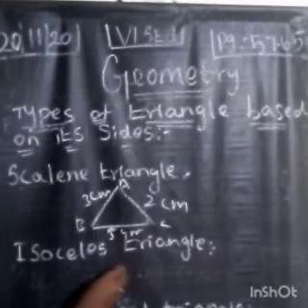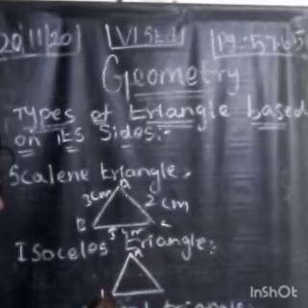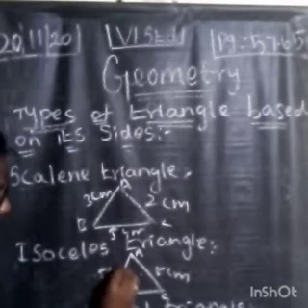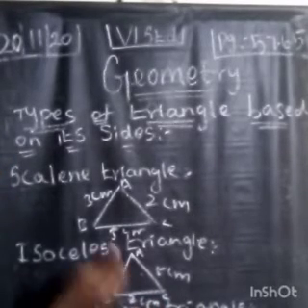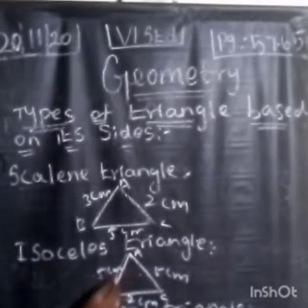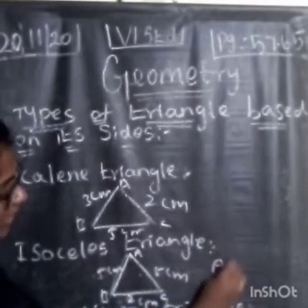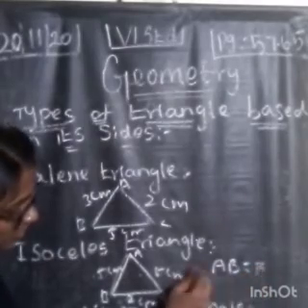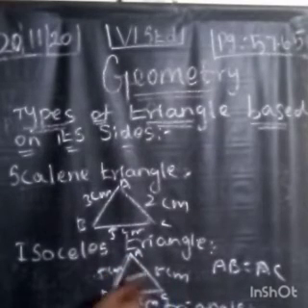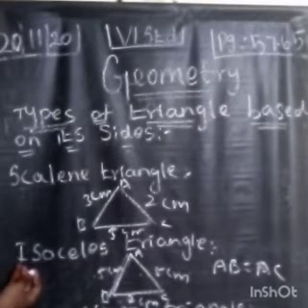Let us take one example. A, B, C. Here 5 centimeter, 5 centimeter, and here 2 centimeter. If two sides of the triangle are equal in length, so here AB equal to AC. AB equal to 5 centimeter, AC equal to 5 centimeter. Here two sides of the triangle are equal in length, then it is called the isosceles triangle.